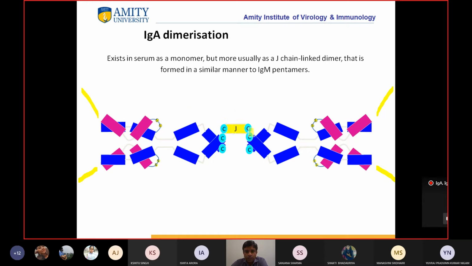So the J chain will come, and then it will lead to formation of a disulfide bond. This J chain helped in the formation of the disulfide bond, and now the two molecules have come together. They are joined by this disulfide bond. Now when we saw the pentamer, what happened? The J chain got detached and it bound with the next molecule, right? But in this case, you don't have any third molecule coming here, right? So the J chain does its work and it stays there. So this is the process of IgA dimerization.